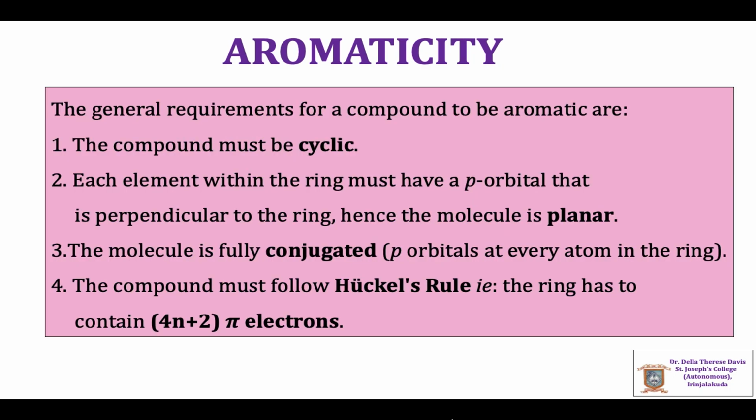The general requirements for a compound to be aromatic are: the compound must be cyclic, and each element in the ring must have a p orbital that is perpendicular to the ring, and hence the molecule should be planar. The molecule should be conjugated and the compound must have 4n plus 2 pi electrons. That is, the compound must obey Huckel's rule of aromaticity.